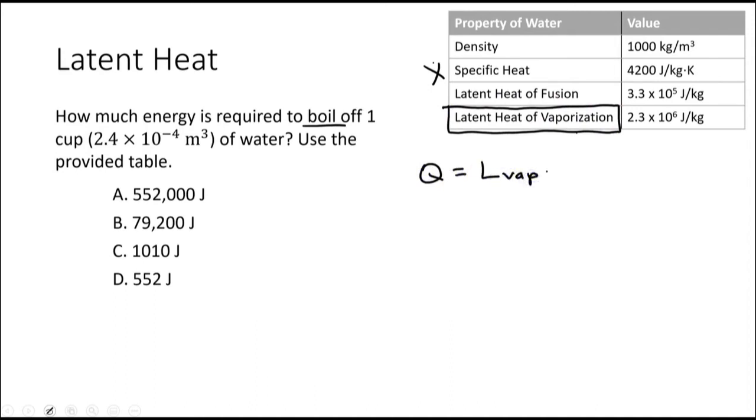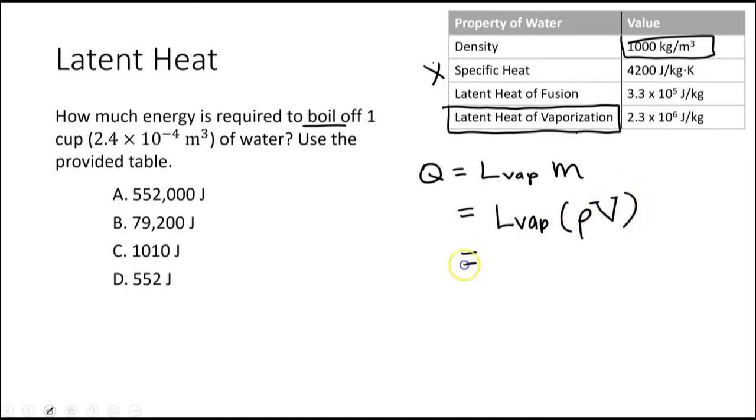So then we know that Q is going to be equal to the latent heat of vaporization, I call that L_vap, multiplied by the mass of the water. Here we have the volume of the water, right? And we also know the density of the water. And so since we know density and we know volume, we can calculate mass. Remember, density is mass divided by volume, and so that means that mass is going to be density times volume.